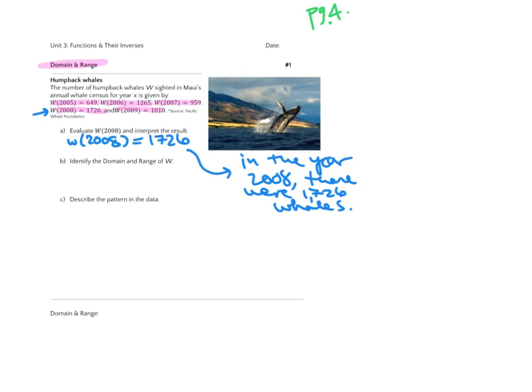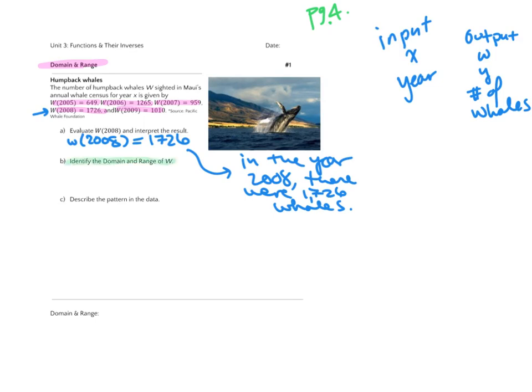Okay, so I have my years. I'm able to tell an output. So again, my input is x, and that is the year. My output, in this case it's W, but it's also y. And that is the number of whales. That's why it's W. Okay, so for question number 2, I want to highlight this.